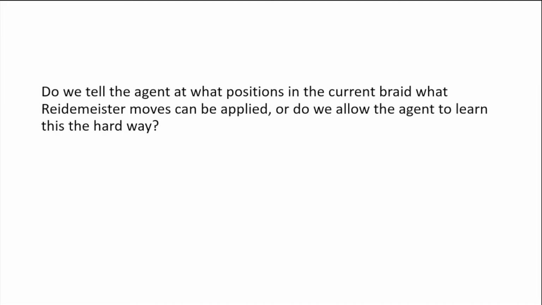So we had to decide whether we tell the agent which randomizer moves in which positions can be applied to this particular braid which the agent works with at the moment. And yes, it helped, so we do that. It's not exactly a part of machine learning, it is pre-processing. Just because it was easy to calculate, we do it, and it helps the agent to learn.